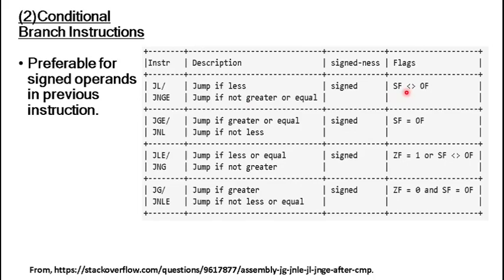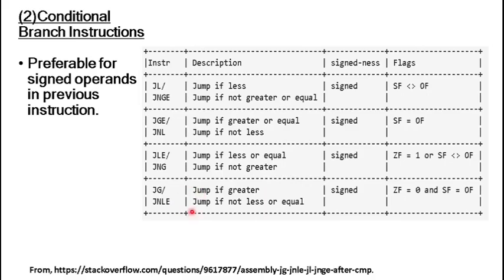The flags used are the sign flag and overflow flag. Then if the destination is supposed to be greater than or equal to the source, and you need to perform a jump, you can use jump if greater or equal, or jump if not less. Then if the destination is supposed to be less than or equal to, we can use these two instructions, that is jump if less or equal, jump if not greater, and they depend on ZF, that is zero flag, sign flag and overflow flag.